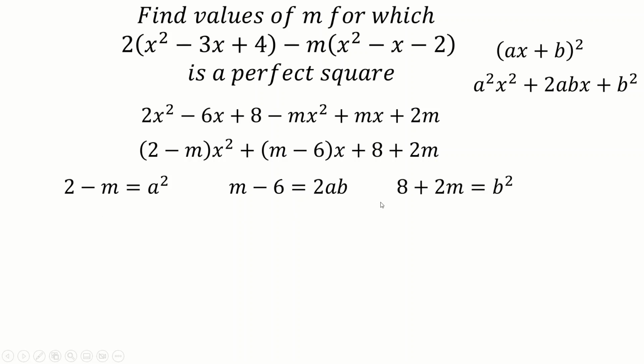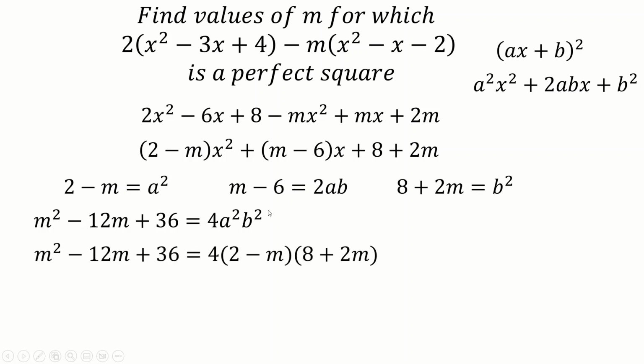So it feels solvable. And actually, there's a nice little way of doing it, which is if you just square this middle term, so (m minus 6) all squared is m squared minus 12m plus 36. This squared is this. You can just substitute this a squared into here and this b squared into here, and you just end up with something in terms of m.